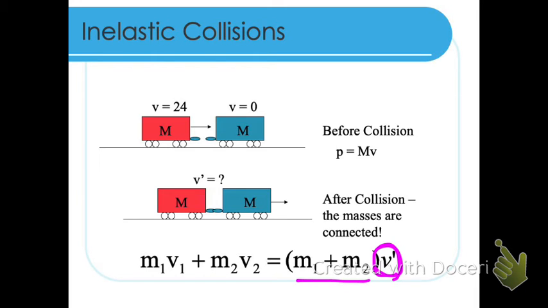So once they're connected, now we consider them as one object. So we take their masses, we add them together, and then we just have a single prime velocity, right? What's the velocity of the one thing after the collision, okay?